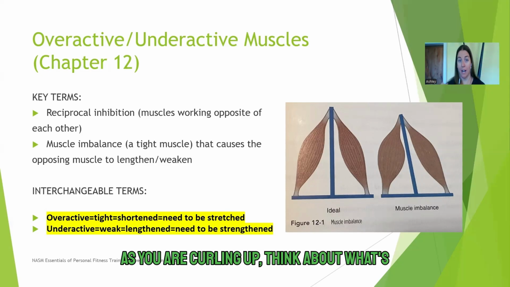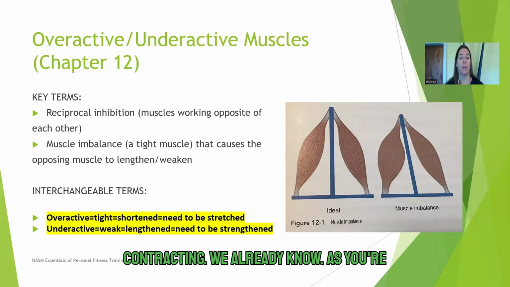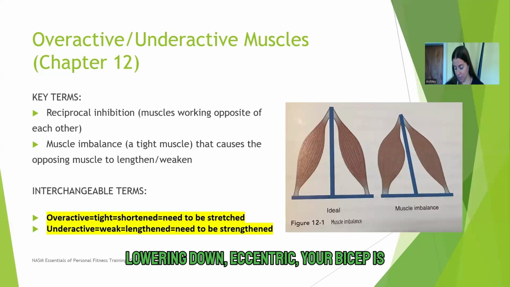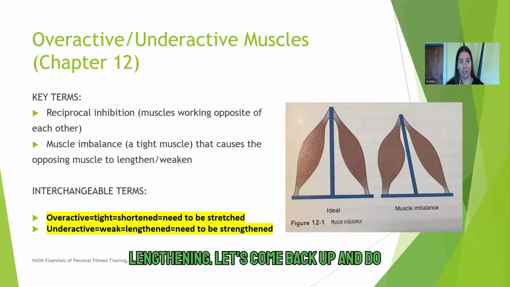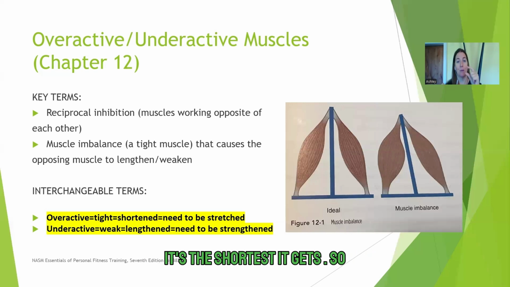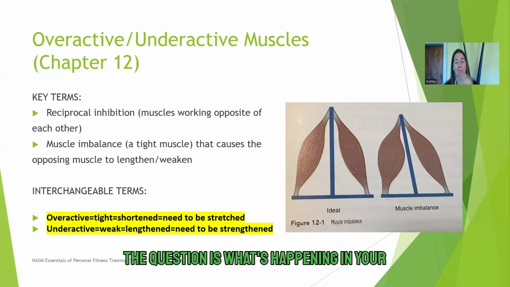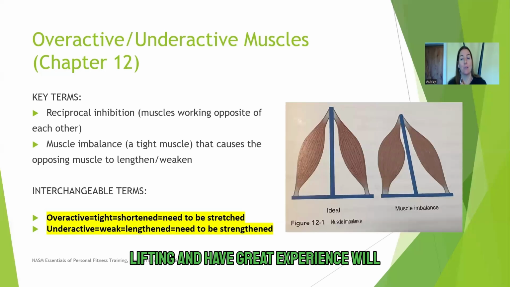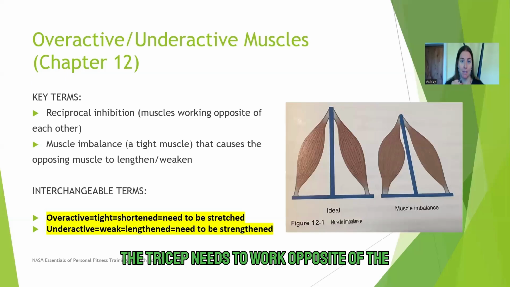So as you are curling up, think about what's happening in your bicep. Your bicep is contracting. We already know that. As you're lowering down, eccentric, your bicep is lengthening. Let's come back up and do another curl. As you're here at the top of the curl, your bicep is at the point of maximal contraction. It's the shortest it gets. So the question is, what's happening in your triceps? A lot of times people, even people who know a ton about lifting and have great experience, will say, oh, the tricep is contracted. No, the tricep needs to work opposite of the bicep.